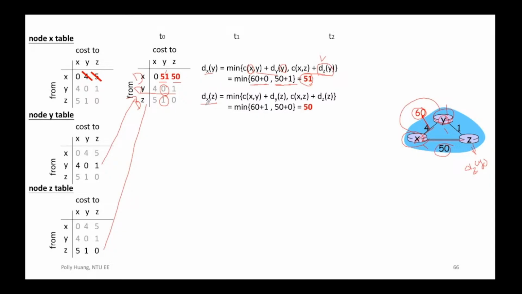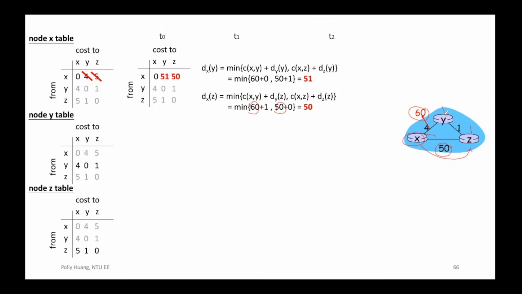Similarly, we derive dxz from x to z. So clear the markup from x to destination z. There are two neighbors again, y and z. X to the first neighbor y costs 60. X to the second neighbor z, link cost is 50. So again, 60 here, 50 here.